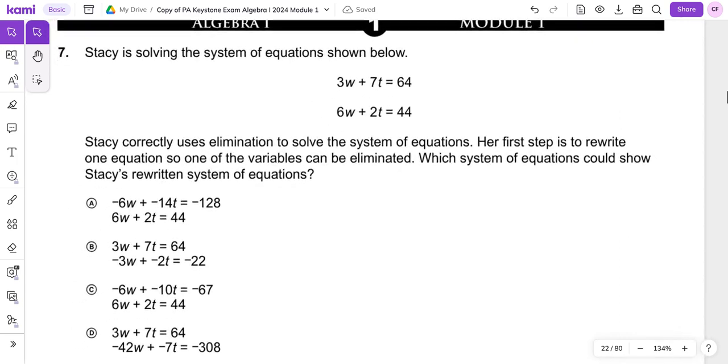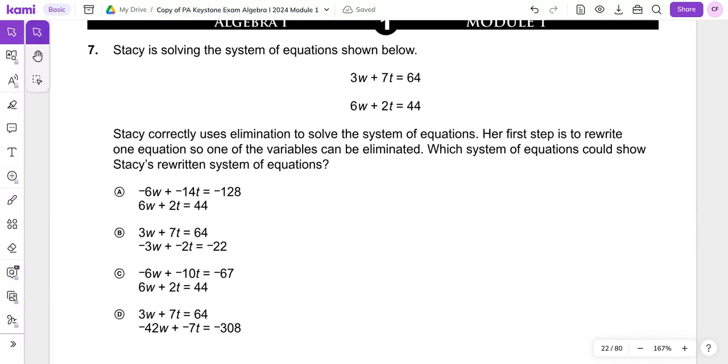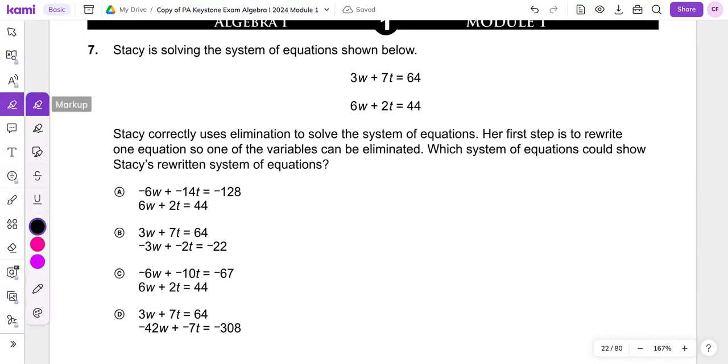Let's look at the system there. We have a 3w and a 6w. When working with systems, it is very important that they are all aligned with elimination. So notice that our w's come first, then we have our t's, followed by our equal signs, and lastly what they're equal to. So it's all in alignment.